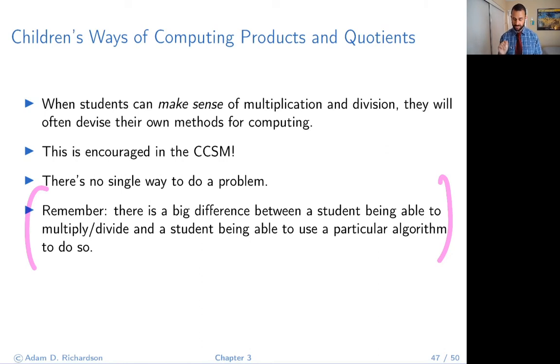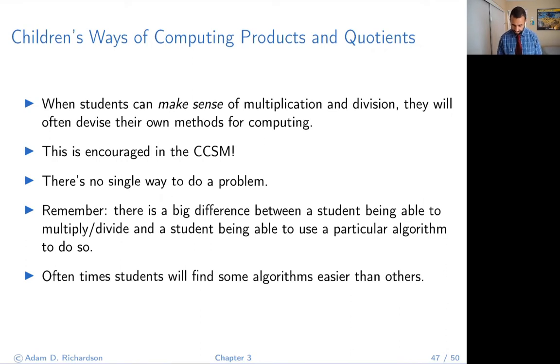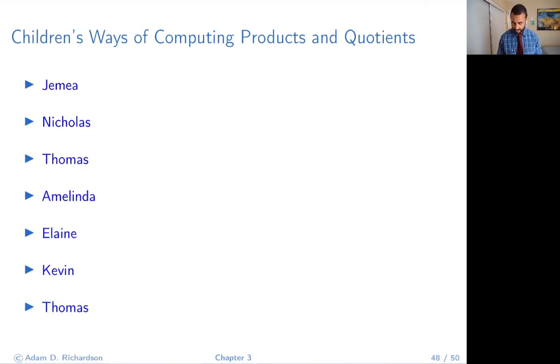Keep this in mind, and these students are going to exemplify this. There's a big difference between a student being able to actually multiply and divide as opposed to being able to use a particular algorithm to do so. Some students might not know some algorithms, some might figure them out really easily. The standard division algorithm might come to some students very quickly, for others it won't. There's a big difference between grinding through an algorithm and knowing how to divide and multiply. Oftentimes students will find some algorithms easier than others, and that's totally fine. More power to them. We approve of that. We applaud that. Okay, so let's go ahead and watch some videos here.